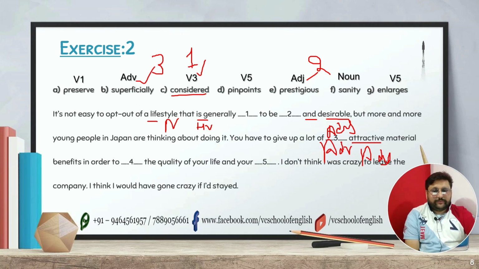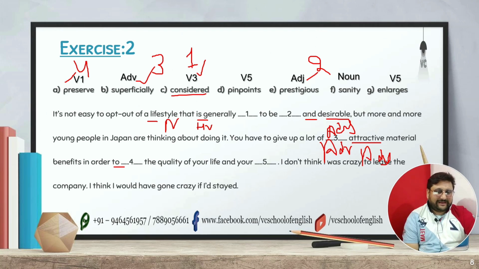In order to dash the quality of your life. In order to dash. So whenever we have a "to", after the preposition "to" we have to look for V1. So how many V1s do we have in the options? Only one, which is preserve. So the answer for the fourth is preserve. Let's move to the next one.